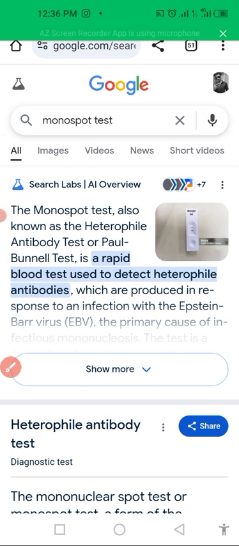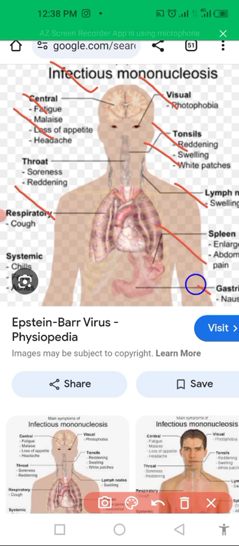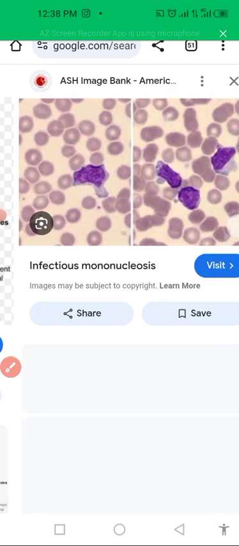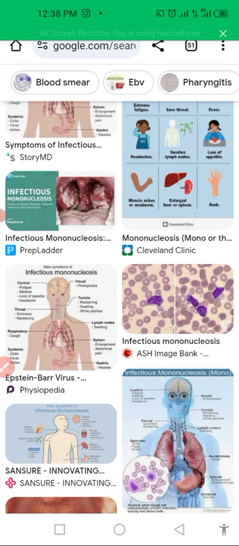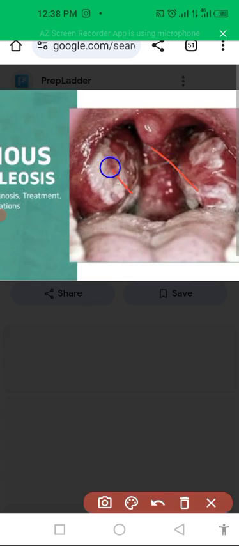So infectious mononucleosis. Okay, the signs and symptoms are fatigue, malaise, loss of appetite, headache, visual problems, enlarged and swollen tonsils with white patches, cough, chills, and an enlarged abdomen with pain. It occurs because of the Epstein-Barr virus, and infectious mononucleosis is also known as kissing disease. As you can see, here the tonsils are white and inflamed with a patchy appearance.